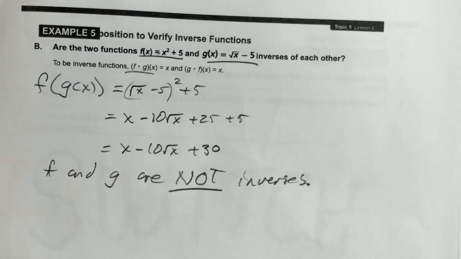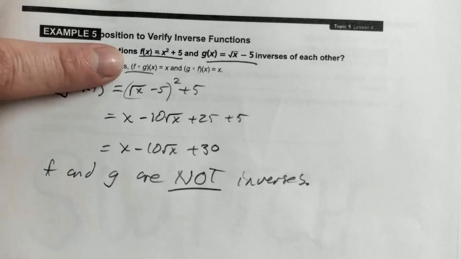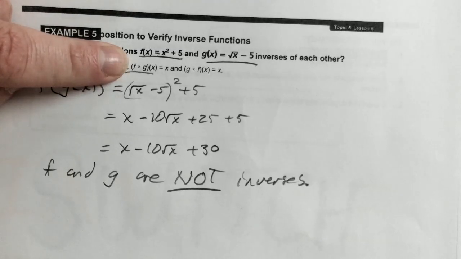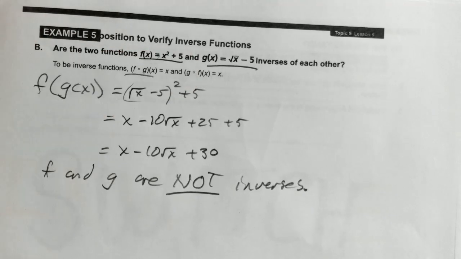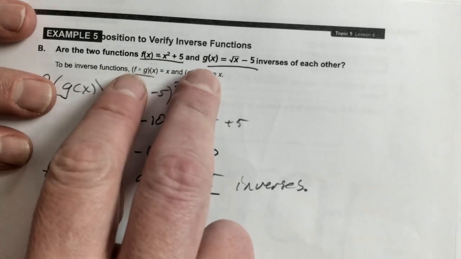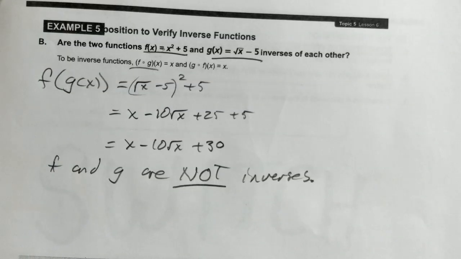F and g are only inverses if f composed with g is equal to x, or also g composed with f. It has to go both ways. I have to be able to take the inverse function into the original to get x, then I have to take the original function into the inverse to get x. Okie dokie.